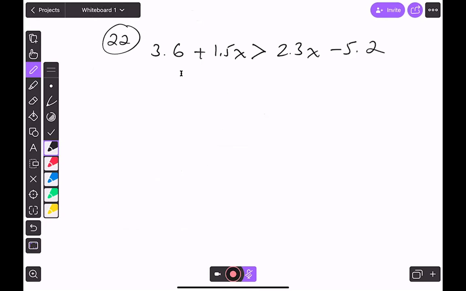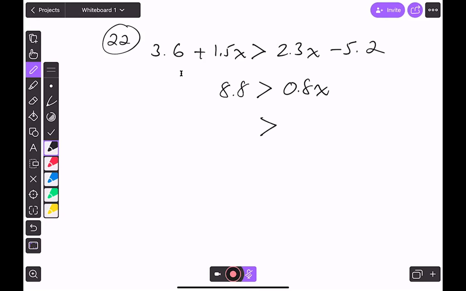All right, decimals, they do cause troubles. It's a linear inequality, though. It should be very, very simple to do. So I'm going to subtract 1.5x from both sides. You would get 0.8x. And I'm going to add 5.2 to both sides. And what would you get? You get 8.8. Whoa.